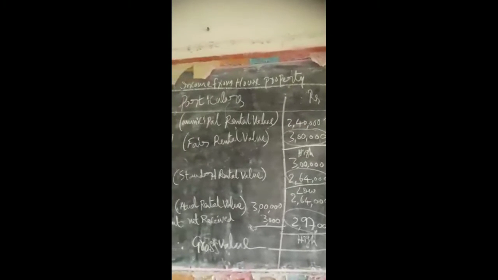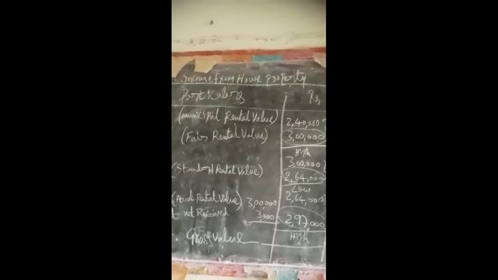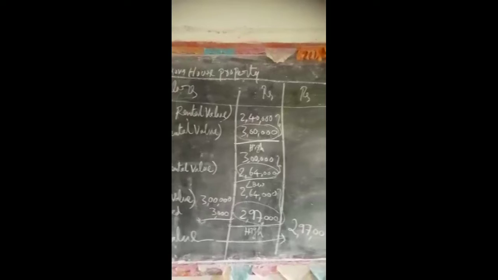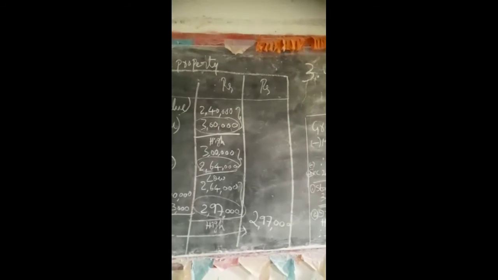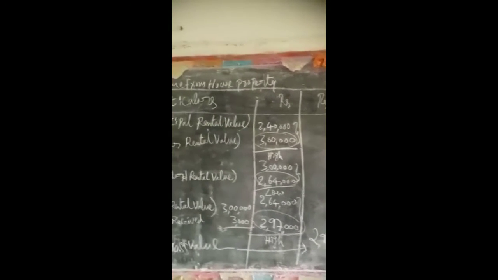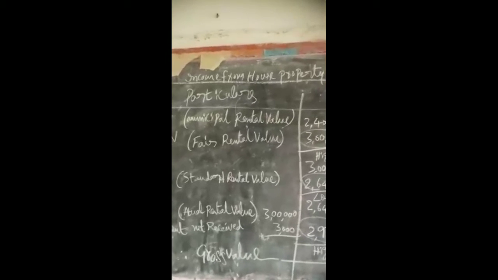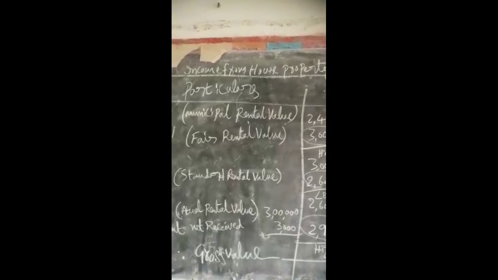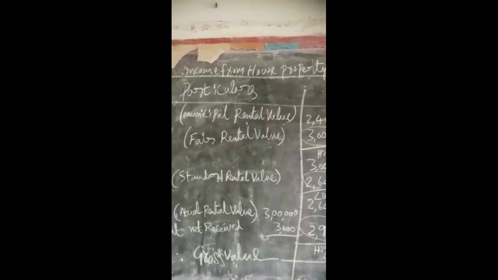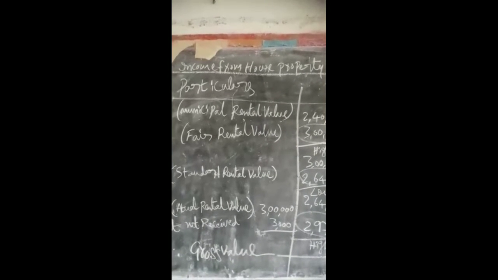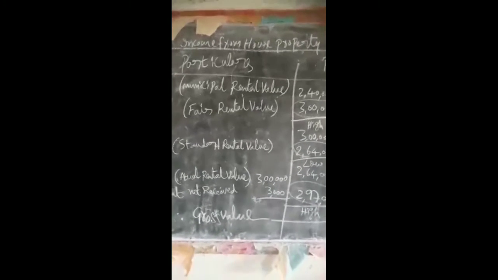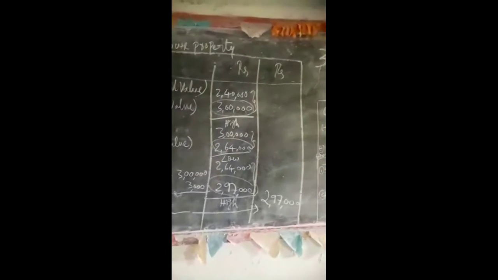So first we draw the table with particulars, total rupees in the inner column and total rupees in the outer column. First we put the side heading, income from house property. Next in the table, particulars and total rupees. First we take the MRV, that is the municipal rental value.